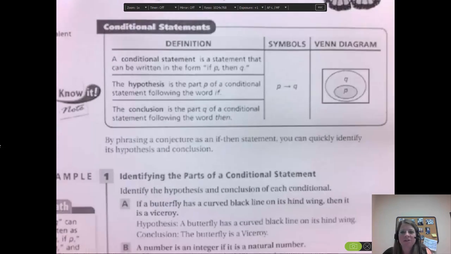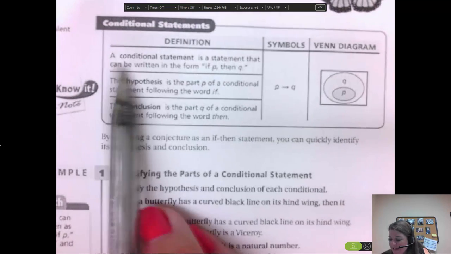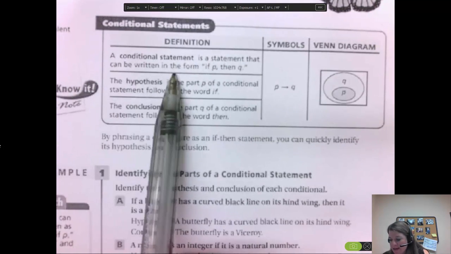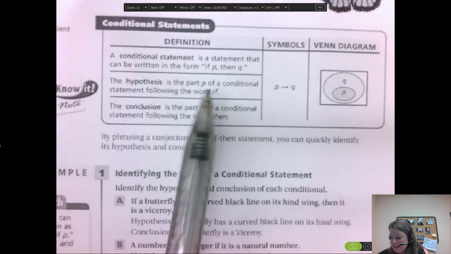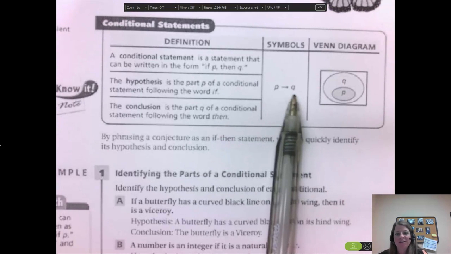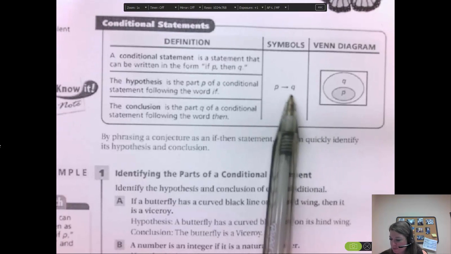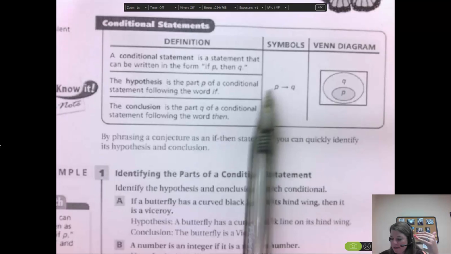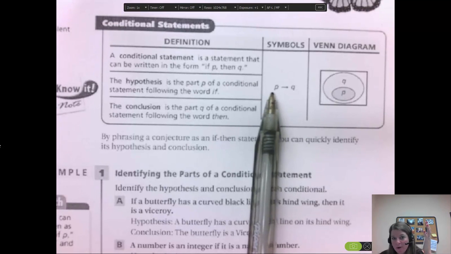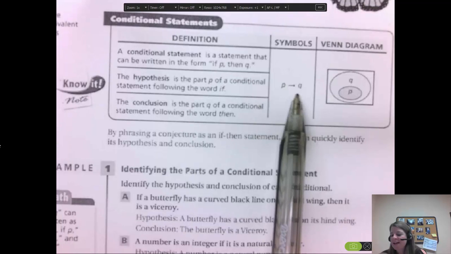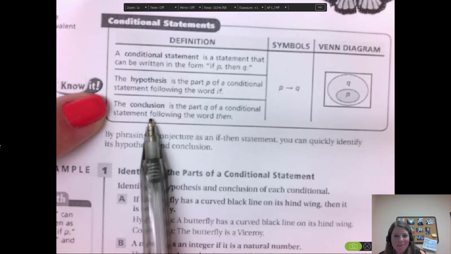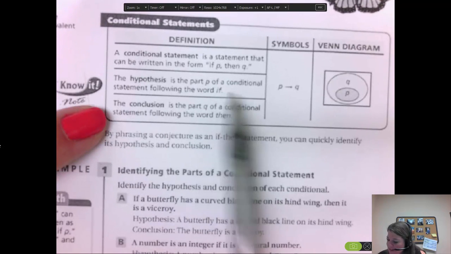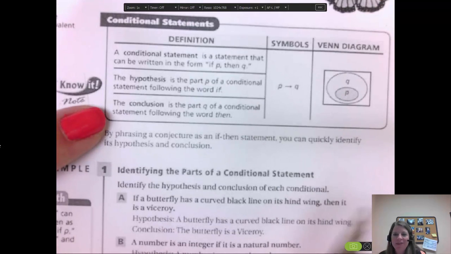Okay, so let's go through their definition and how they write it. They say a conditional statement is a statement that can be written in the form if P then Q. So it's the if-then idea. This is the symbol for it. It's just an arrow, so this one is leading you to this one. This is the hypothesis, this is what you have. And here's your conclusion. So that's where the hypothesis and the conclusion come from. So this is the idea that we're going to look at.